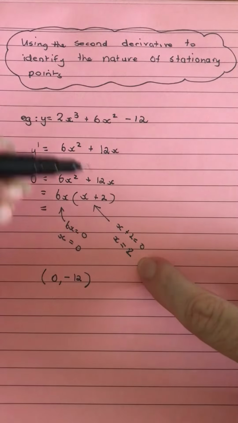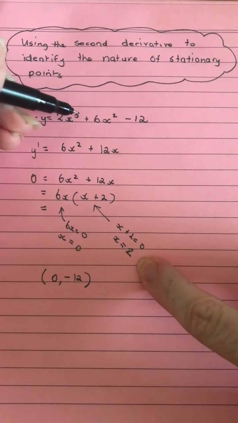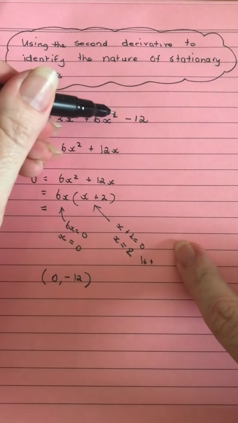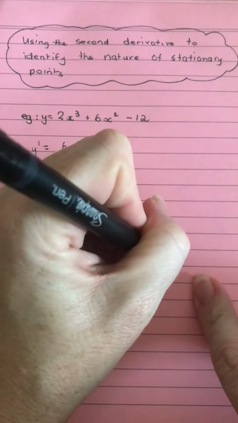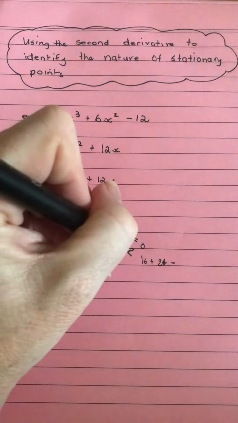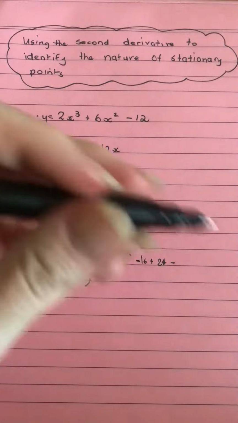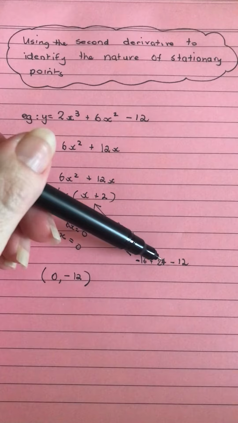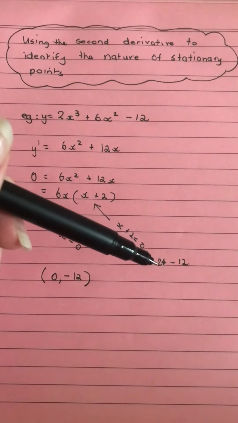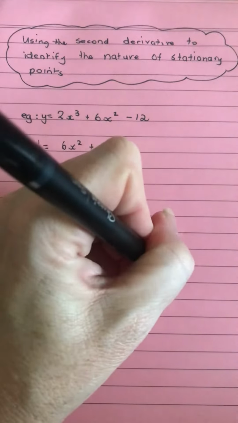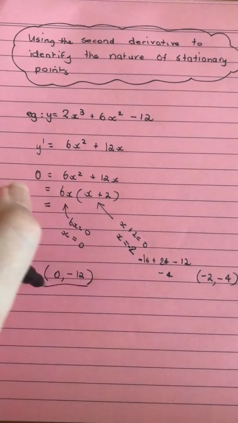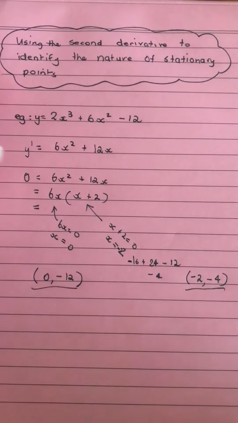If we sub in the negative 2, we're going to get negative 2 cubed is negative 8, times 2 is negative 16, and then we've got negative 2 squared is 4, times 6 is 24, and then we're taking away 12. So negative 16 plus 24 is 8, take away 12 will be negative 4. So then our coordinate will be negative 2, negative 4. That gives us our two coordinates that we're then wanting to investigate.